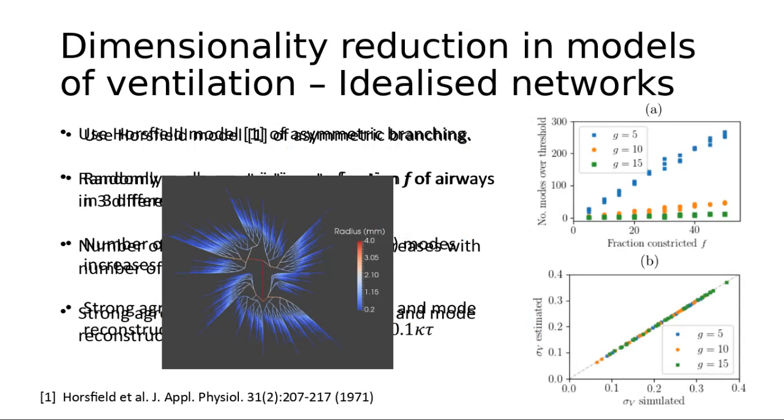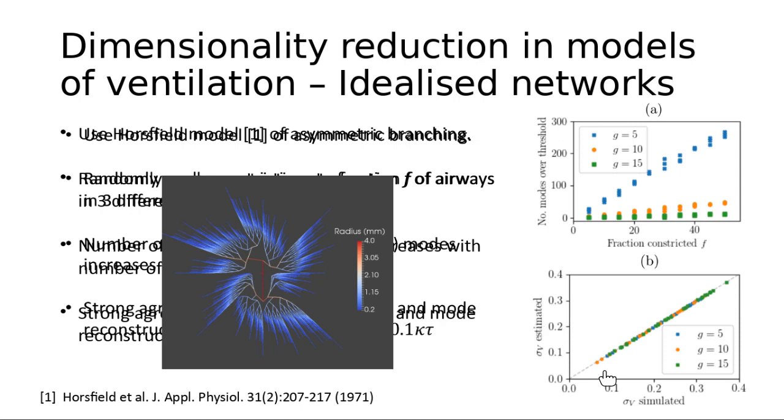This is where one thing was supposed to appear and then disappear, but at least the text is not visible anyway. So this is an example network which is asymmetric, but based on physiology, not taken from images or anything. It's known as the Horsfield model of branching, and we apply some constrictions to it to essentially simulate lungs of varying levels of ventilation heterogeneity. And we show that if we cut off, we can recreate the simulations with a very small proportion of the modes.